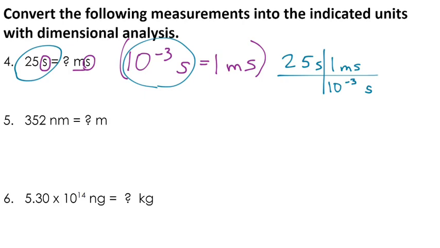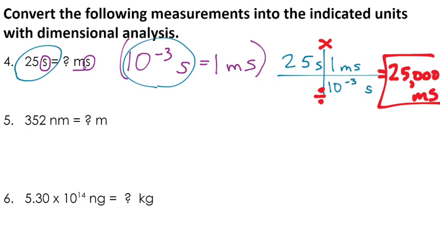And if in my calculator I do 25 times 1 divided by 10 to the negative 3, remember we multiply numbers on top, we divide by numbers on bottom, and then we get 25,000 with 3 zeros there on the end, and that would of course be milliseconds there.